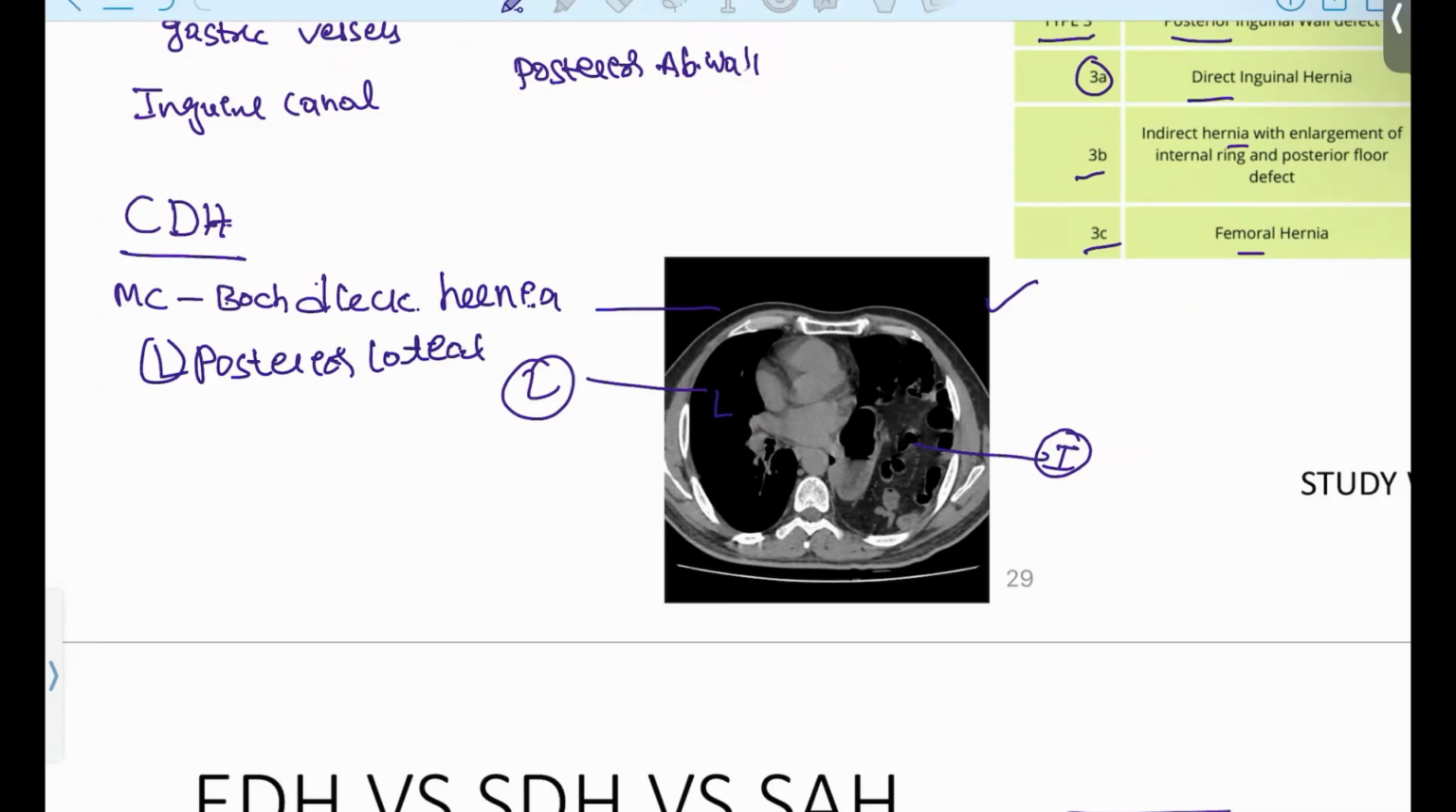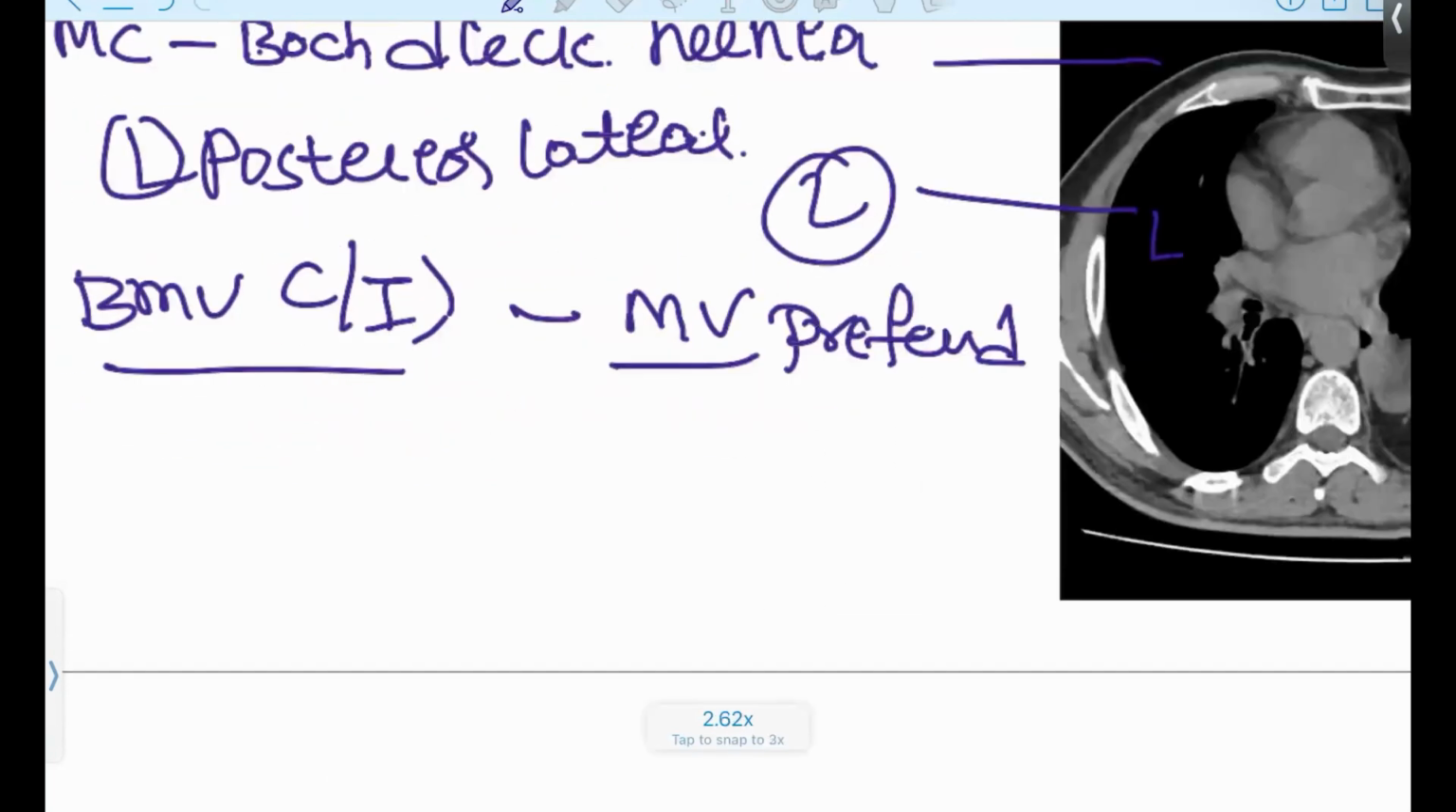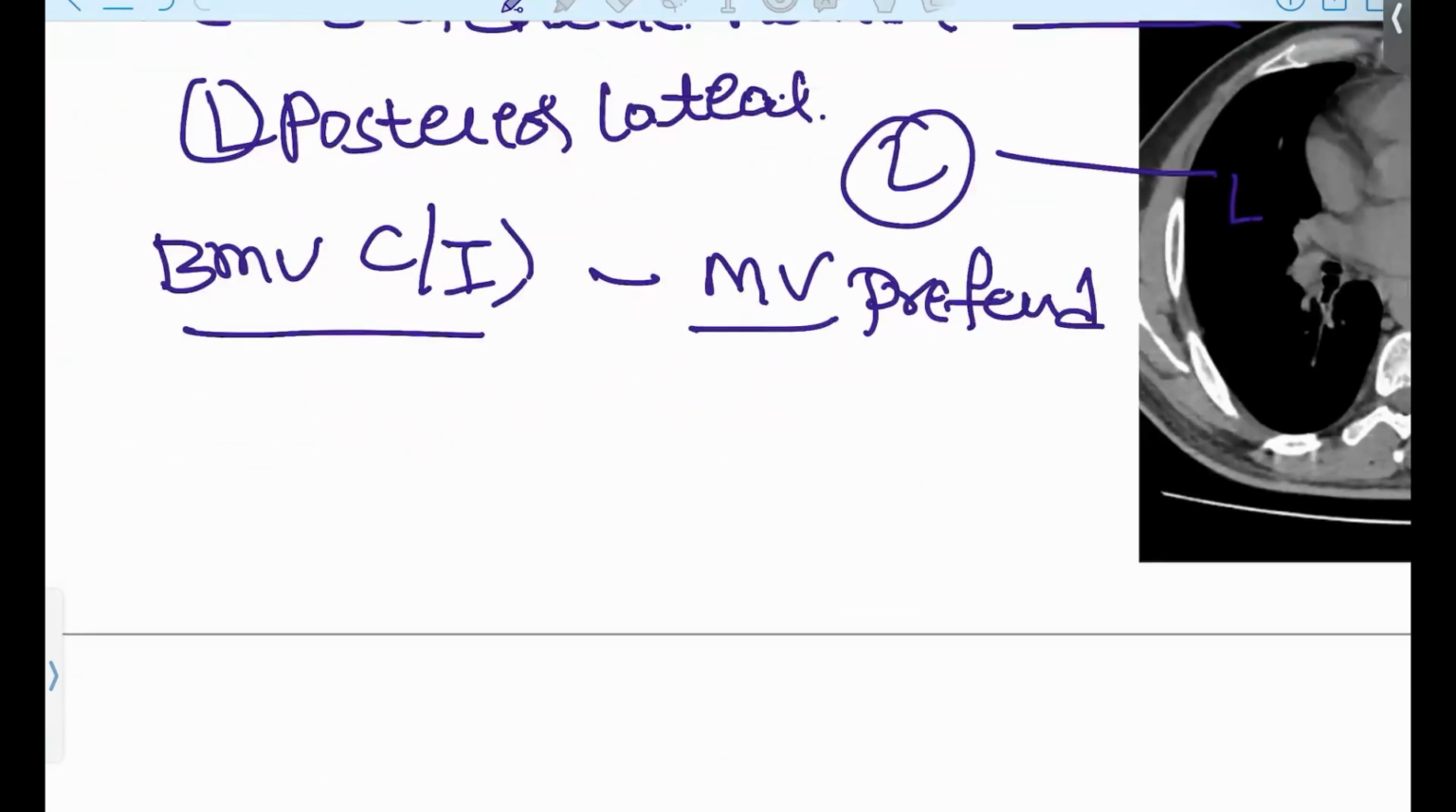In this patient, bag mask ventilation is contraindicated. What can we give then? Mechanical ventilation is preferred for these patients. What is the defect? Basically, the defect in this patient is congenital, due to a pleuroperitoneal membrane defect.